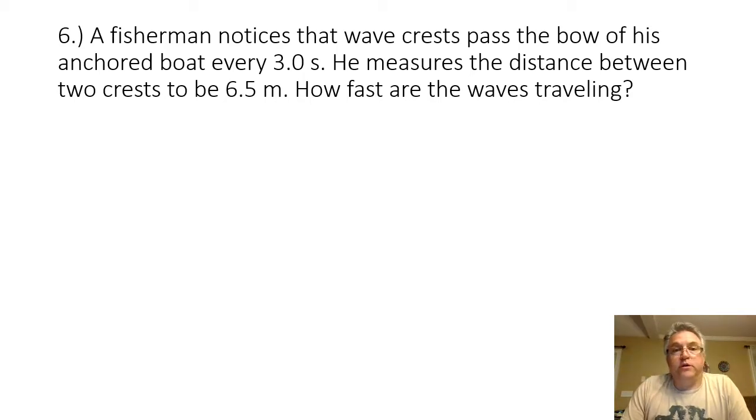A fisherman notices that wave crests pass the bow of his anchored boat every 3 seconds. He measures the distance between the two crests to be 6.5 meters. How fast are the waves traveling? So I know the period of the wave is 3 seconds because that's how long it takes to go from one cycle from crest to wave crest. So my period is 3.0 seconds.